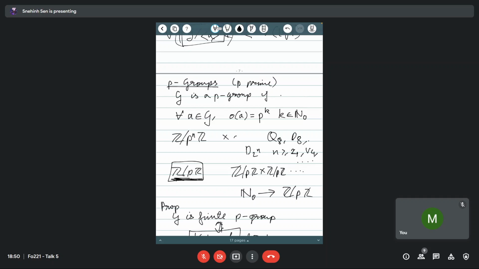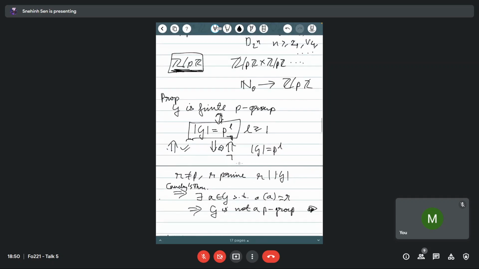Because if n is not a prime, then there is some other prime. Exactly. And you can just take a prime dividing n. Because any element has order which is a power of n, or at least which is divisible by n, you can find an element which has order equal to that prime which is dividing n, the prime which we are interested in. And that would contradict the definition if n is not a prime. So yeah, it only makes sense to talk about p-groups.